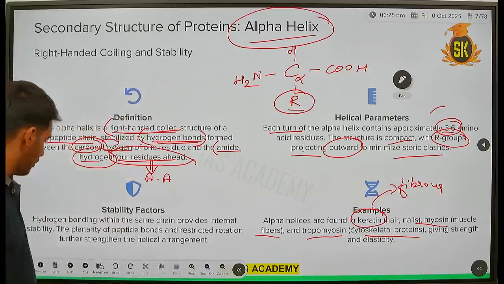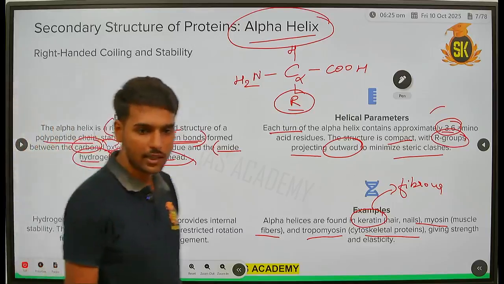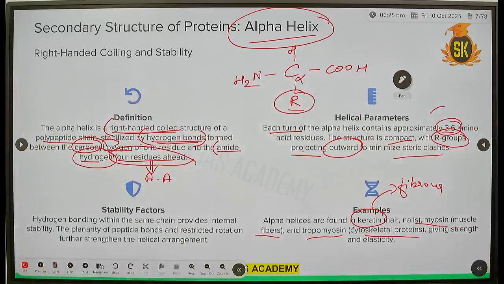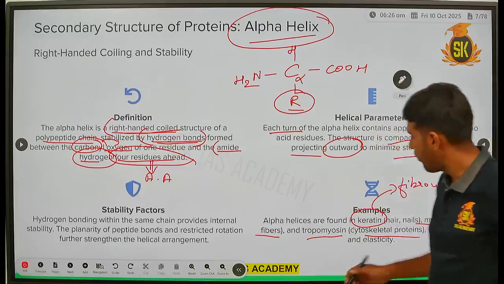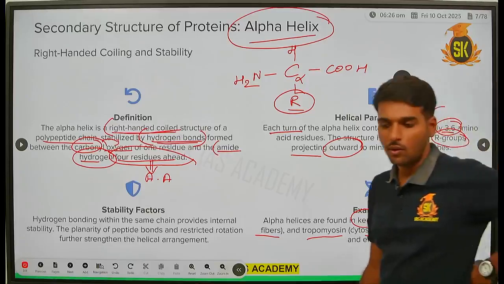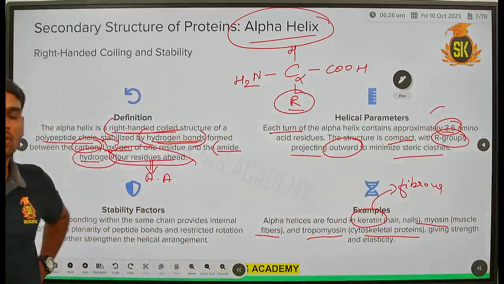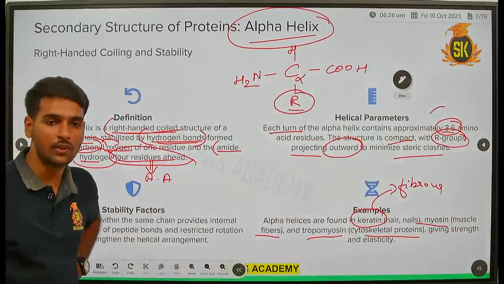Now let us wait until you take the notes. All the examples which are mentioned here are fibrous proteins. So the analogy we can take from here is that alpha helix is responsible for fibrous proteins.